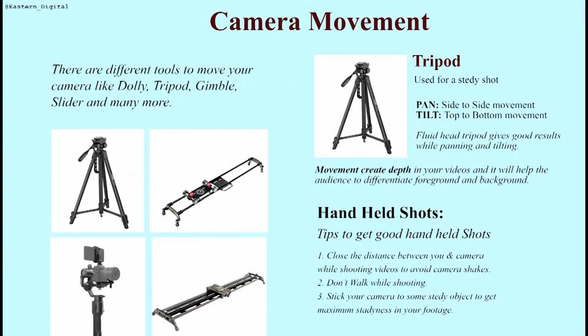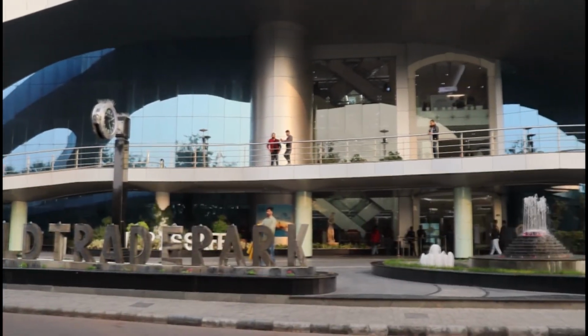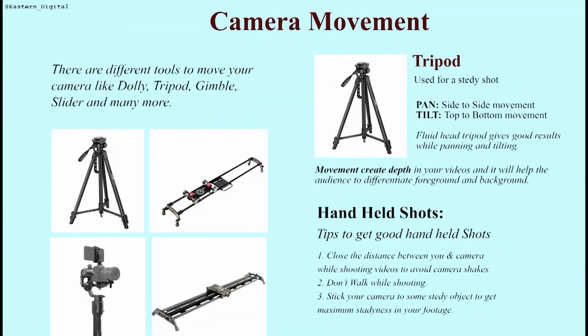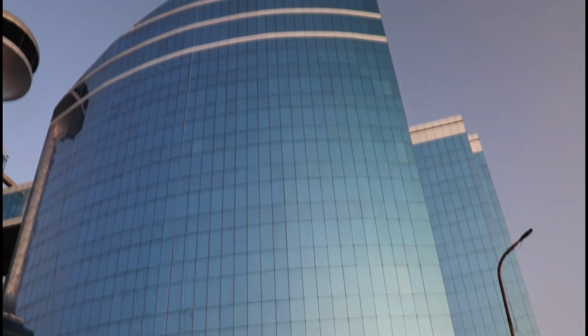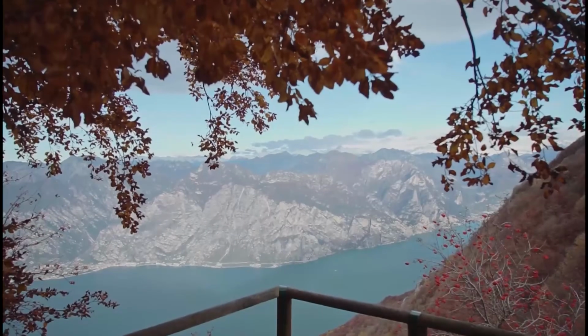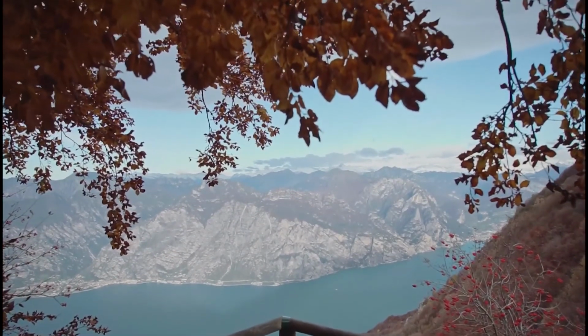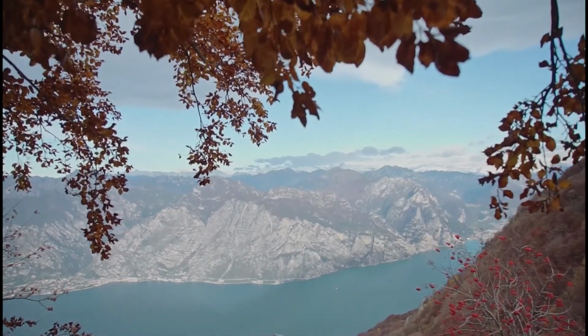You can get good pan and tilt movement using a tripod, but you must be wondering what a pan and tilt movement is. Well, a pan movement is when you move your camera from side to side, from left to right or right to left, and a tilt movement is when you move your camera from top to bottom or bottom to top. The best part about a fluid head tripod is that it gives you a good tilt and pan shot while you are shooting. Movement in your video creates depth and helps the audience to differentiate between your foreground, background and subject.